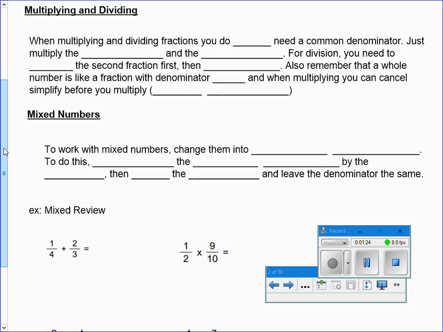Multiplying and dividing is a little different. It's a little easier. Multiply and divide fractions, you don't need a common denominator. All you need to do is multiply the tops, multiply the bottoms. So we're just multiplying the numerators together and multiplying the denominators together.